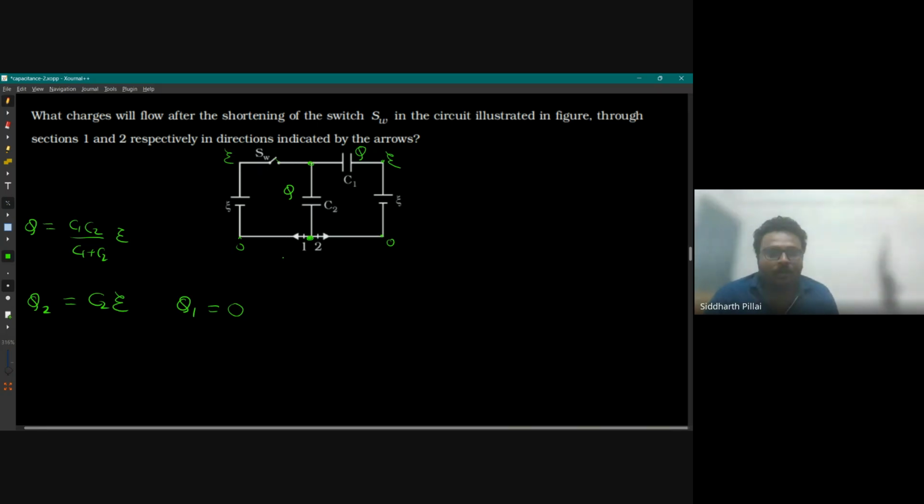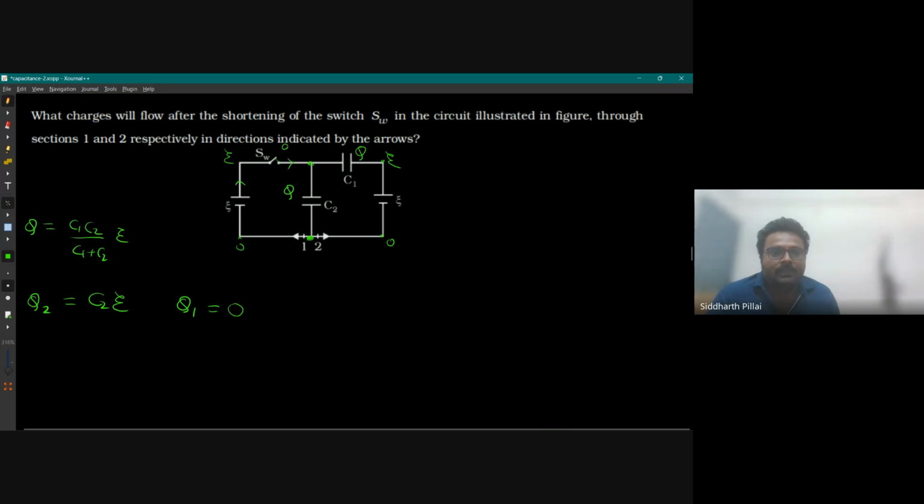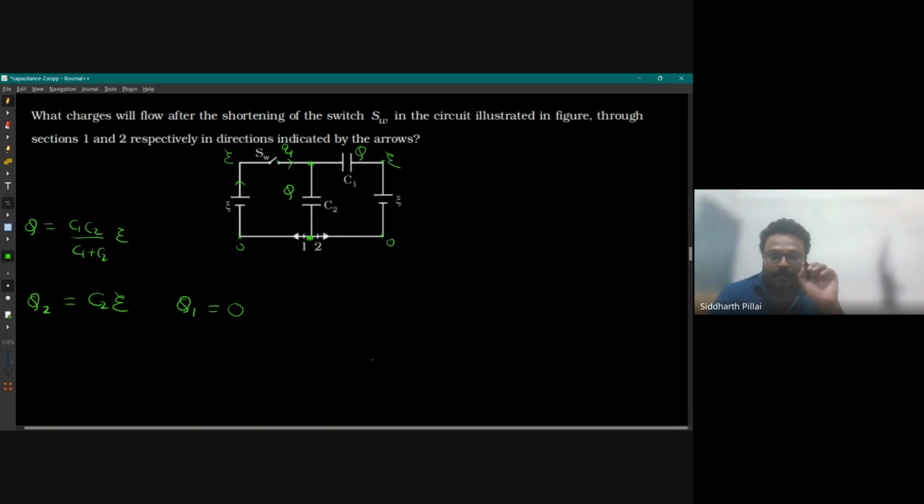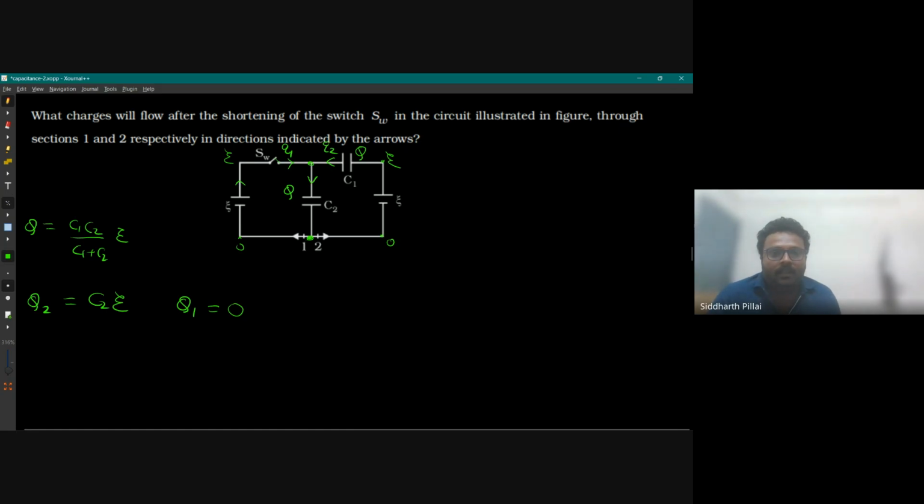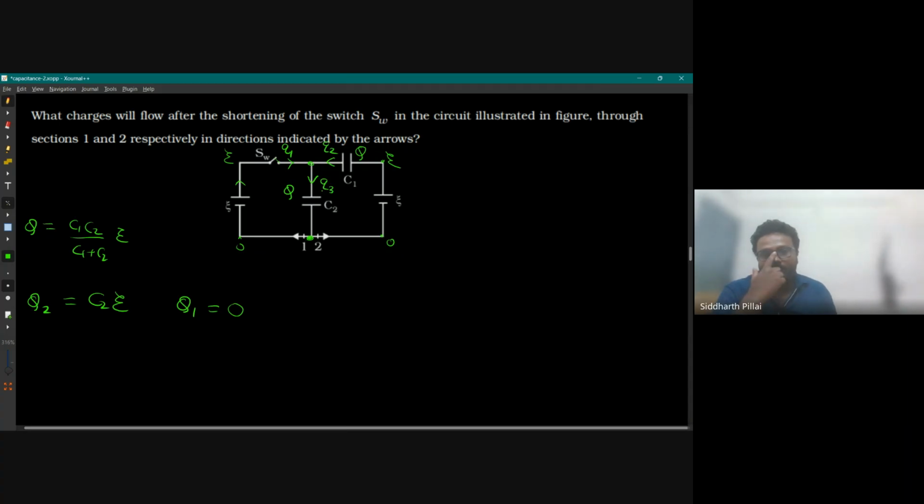Correct? But that's not what the question is asking. The question is asking, once you close the switch, how much charge will flow through points 1 and 2? Which means, since this is in the left branch, let's say the charge that flows is small q1. And the charge that flows in this branch, let's call it small q2. And the sum of these two charges, let's call it q3.